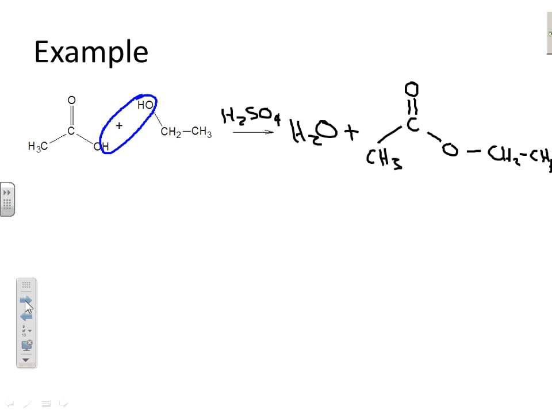I'm going to expect you to be able to do that. I'm not going to expect you to name them, but just telling you, this was ethanol. This was ethanoic acid. So it's named ethyl ethanoate. You don't have to worry about that.